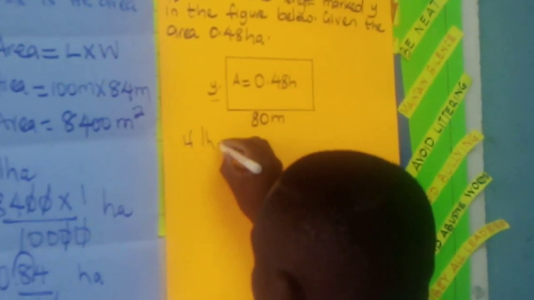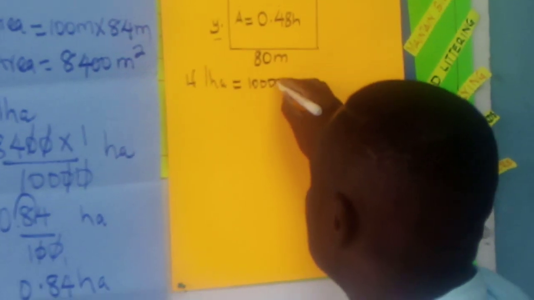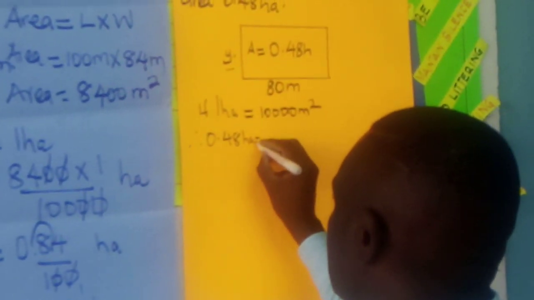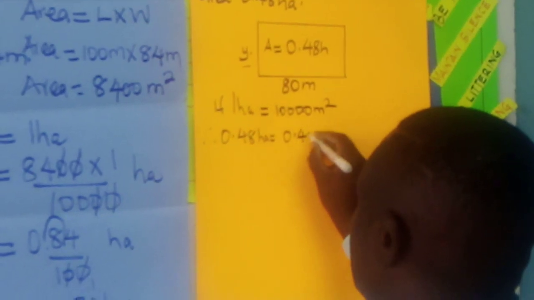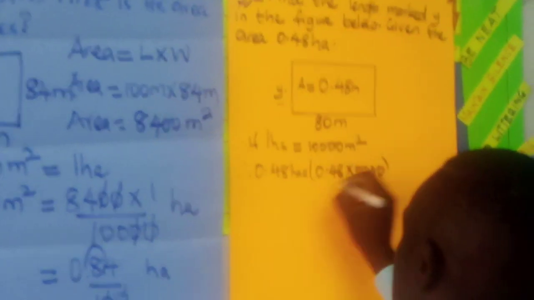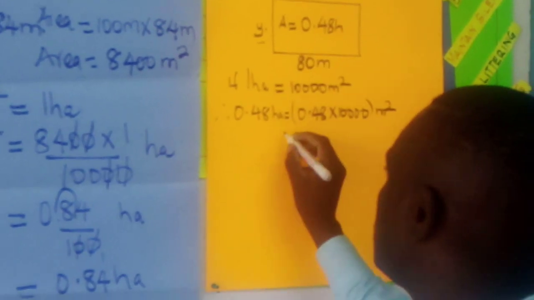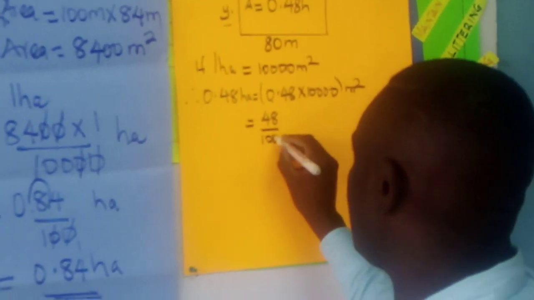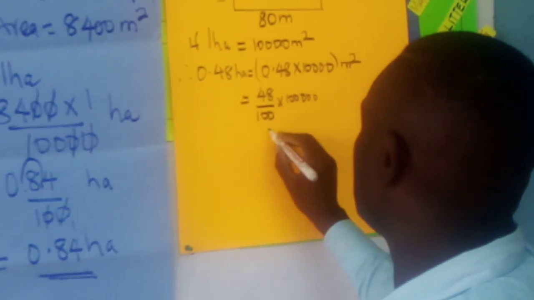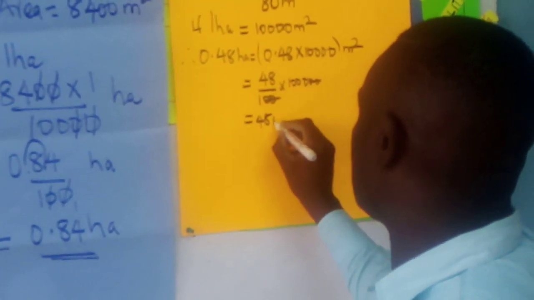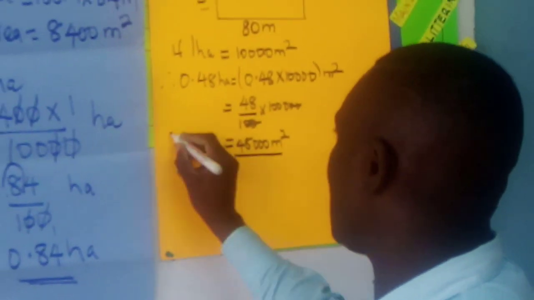And so we say if 1 hectare is equal to 10,000 square meters, what about 0.48 hectares? That will be 0.48 multiplied by 10,000 square meters. And so we will say 48 over 100, you convert this decimal as a fraction, over 100 times 10,000. These two zeros will go with those two zeros. So the answer here would be 48,000 square meters. That is the area.